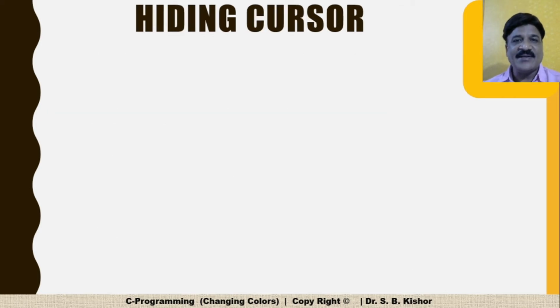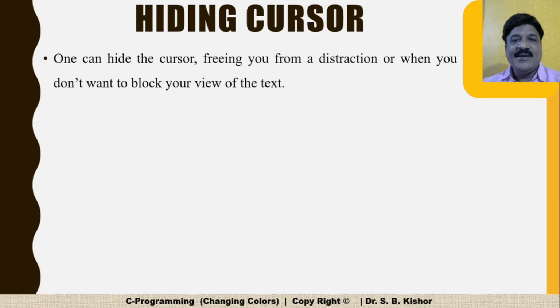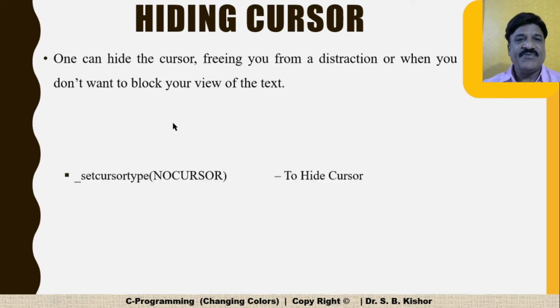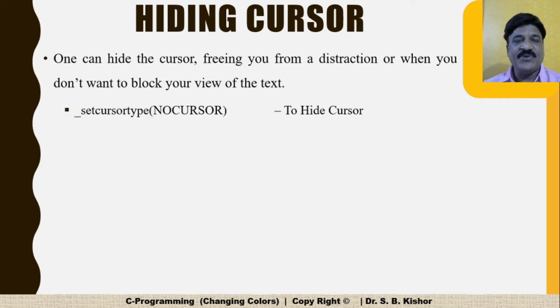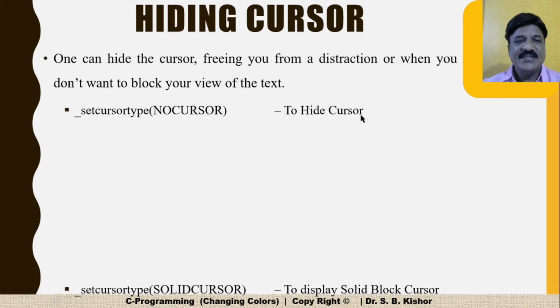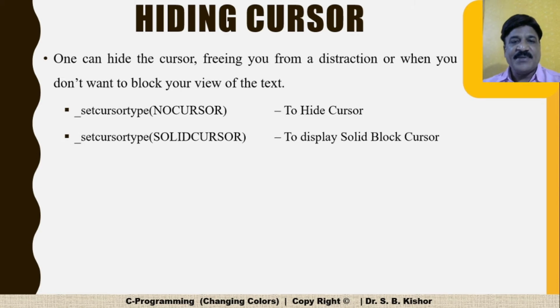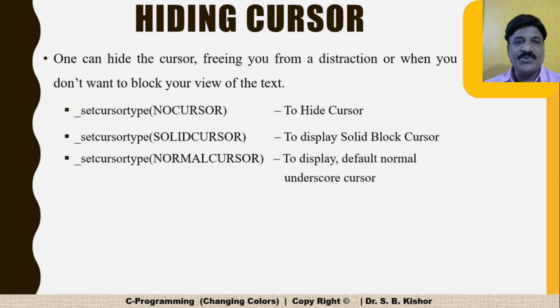Now how to hide the cursor? One can hide the cursor to free the screen from distraction or when you don't want to block your view of the text. We have already seen that most of the time the cursor may distract the overall look. So for that purpose, we have a function called setcursortype. You can provide the parameter nocursor, and in that case it will hide the cursor. Similarly, you can provide the parameter solidcursor to display the solid block cursor, and to bring it back to normal, you can provide the parameter normalcursor.